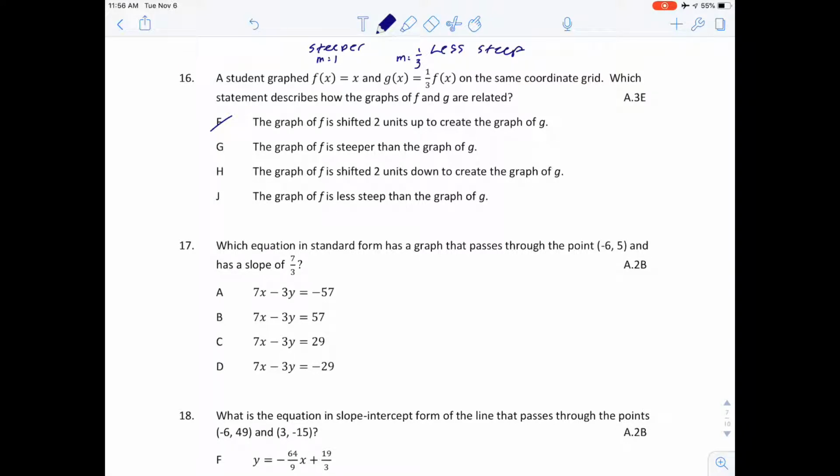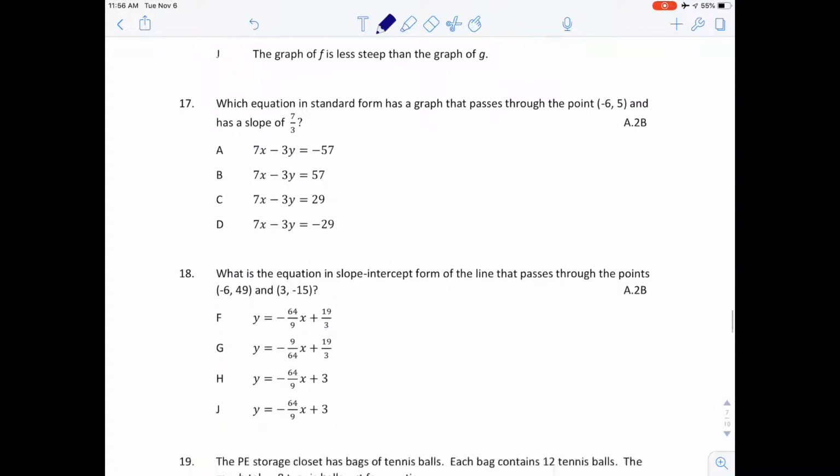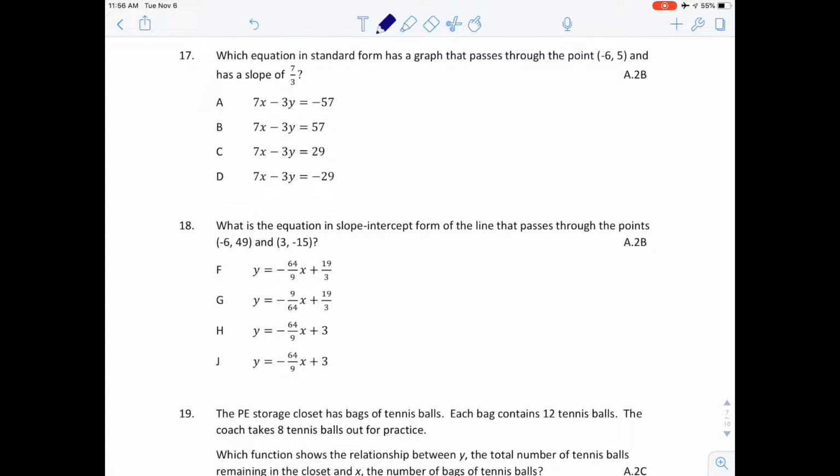Yeah, because the slope was bigger, and we already wrote that up there. So it is G. All right, number 17. Which equation in standard form has a graph that passes through the point (-6, 5) and has a slope of 7/3?